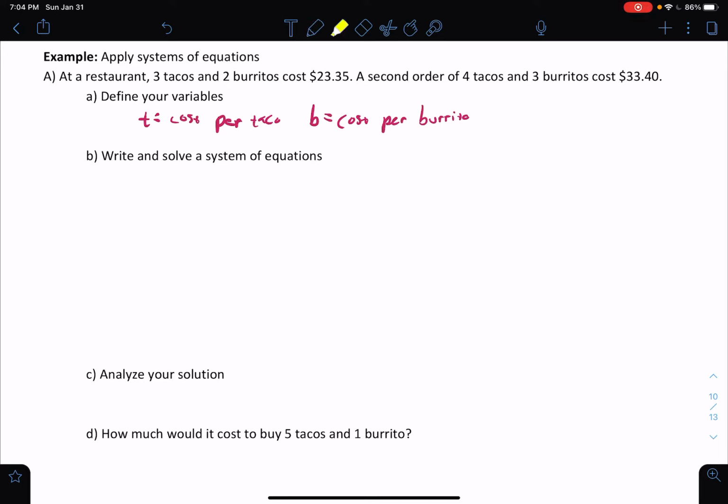Okay, so I'm going to highlight some key information here. We're given this information right here. 3 tacos, 2 burritos cost $23.35. So what is that equation going to look like if I've got these two variables t and b? It's going to look like 3t plus 2b equals $23.35. Because I take the cost per taco and I multiply it by 3. Take the cost per burrito, I multiply it by 2. So I've got how much I spent on tacos and burritos. If I add those together, I know the total is $23.35.